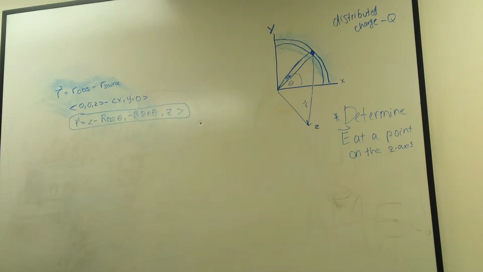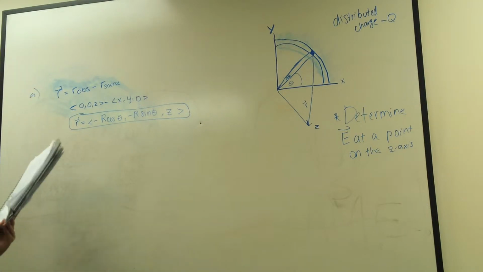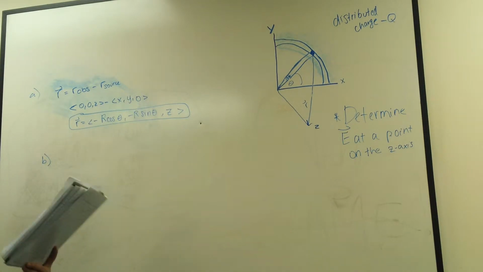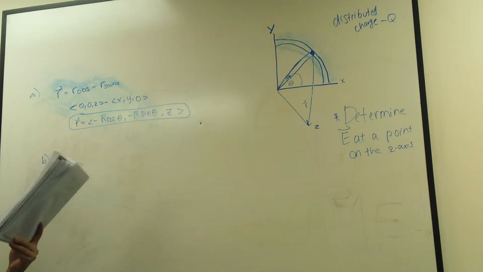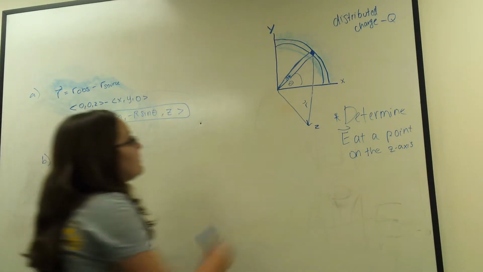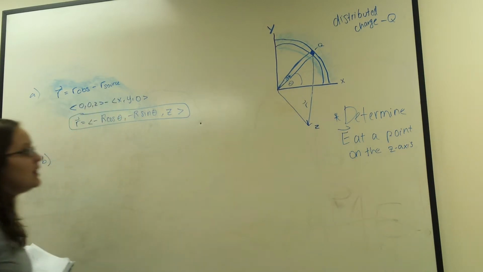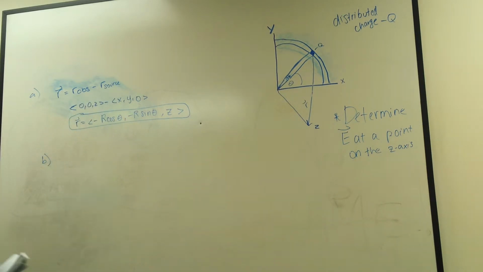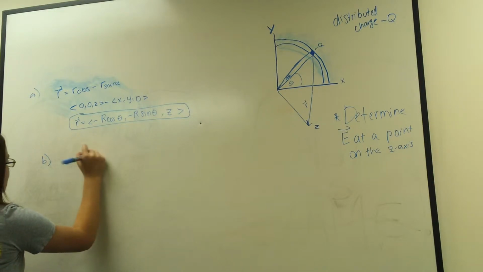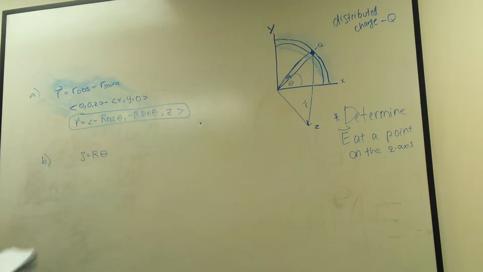Alright, that was part A, this is part B. We're going to determine an expression for the charge on the slice, delta Q, in terms of delta theta. What we're doing is trying to find the charge on this tiny little piece here, defined by d theta. And if you'll recall, the arc length formula is simply S equals R times theta. So that's how I think about these types of problems.